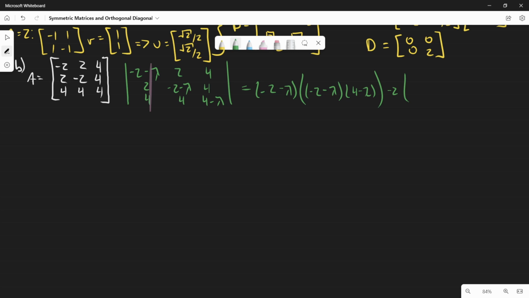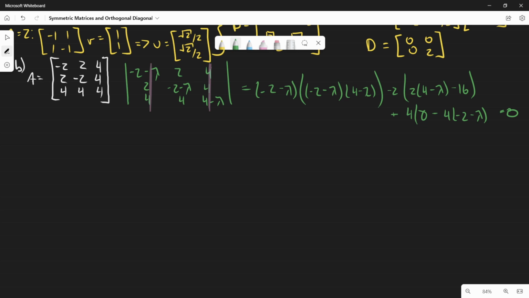Minus 2, and this would be 2 times 4 minus lambda minus 16, and then this would be plus 4, and this would be 16 minus 2 times 4 minus lambda, right? No. This would be, hold up, 4 times 8 will be 8 minus 4 times -2 minus lambda. And again, this is all going to be equal to 0.